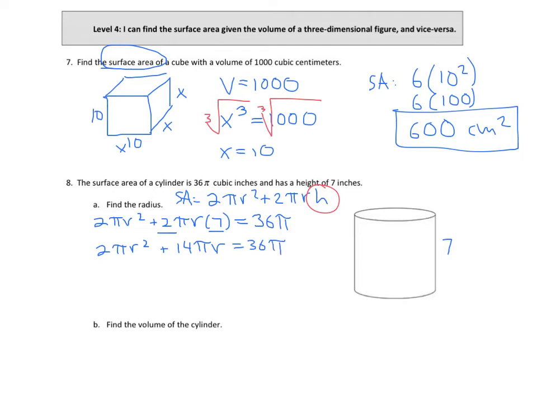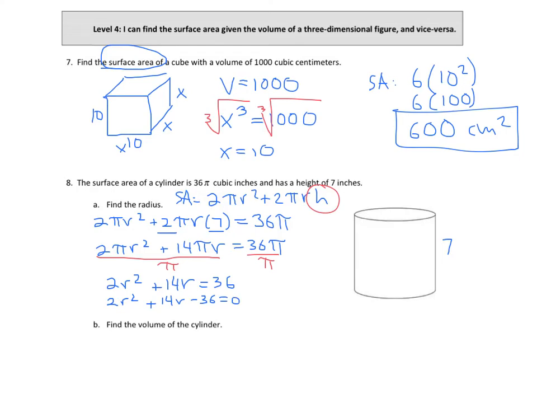Now I can make this equation a lot less confusing if I divide both sides by pi, since all the terms have pi in them. If I divide both sides by pi, all of the pi's will cancel, and I get 2r squared plus 14r equals 36. And now I just have a quadratic equation that I need to solve for r. So I want my 36 to move over to the left side of the equation, and I get 2r squared plus 14r minus 36 equals 0.